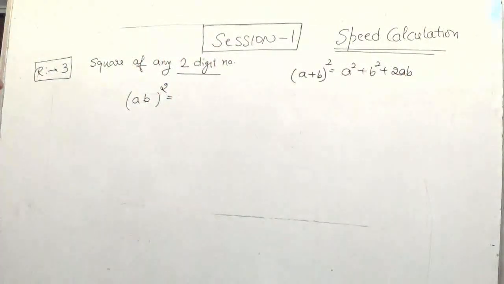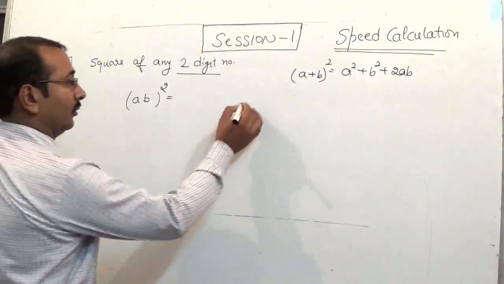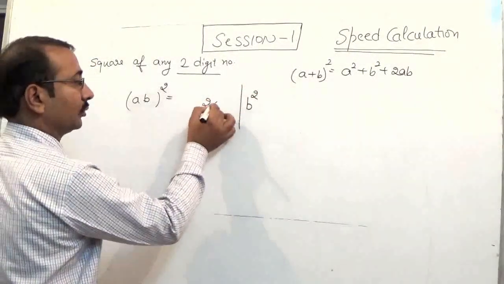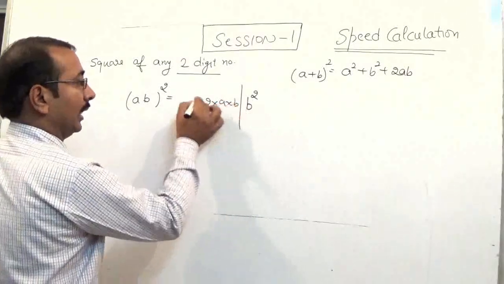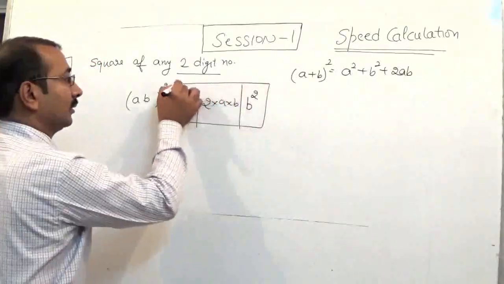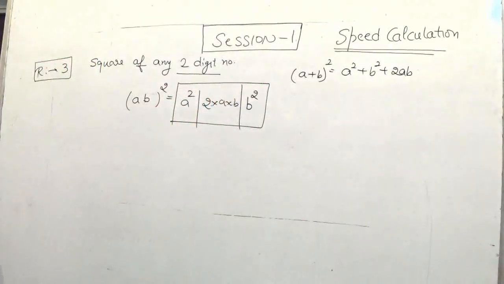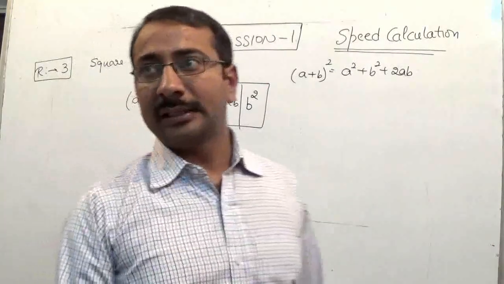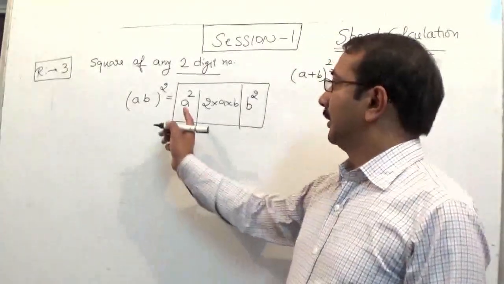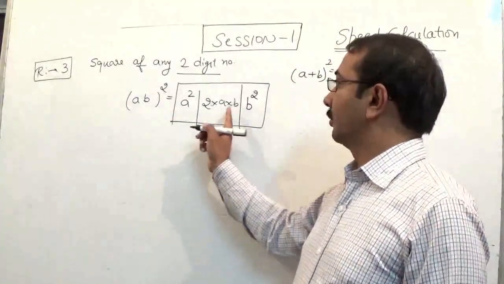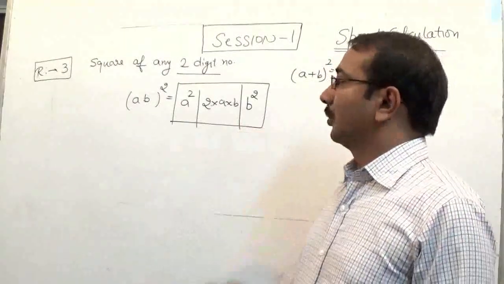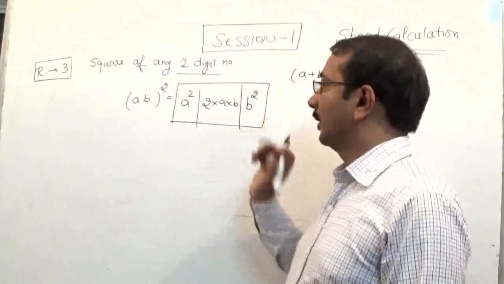We use the same principle. What this rule states: for the last place we use b square, for the middle place we use 2 into a into b, and for the first place we use a square. So what our concept says, whenever we have to find the square of any two-digit number, that is ab, this would be a square, this would be 2 into a into b, and this would be b square. In every question of this type, we always start from the last.